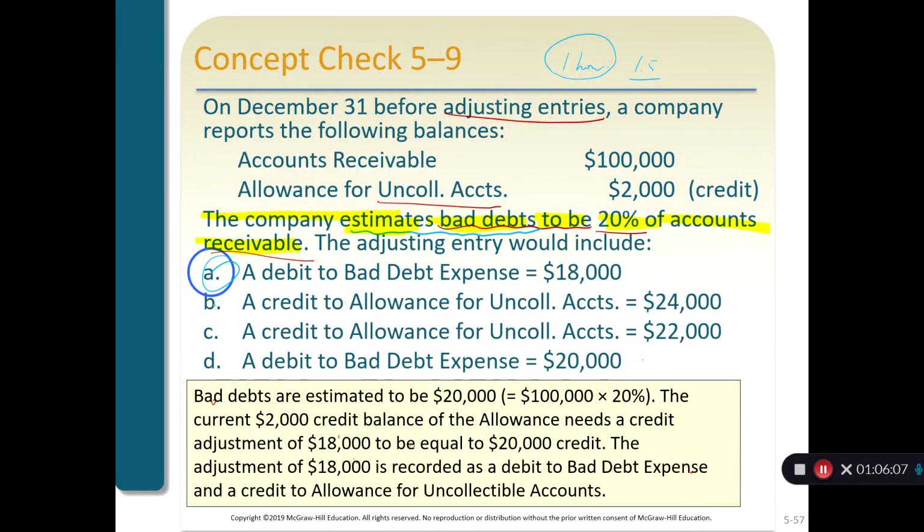Okay, so choose A because bad debt is estimated to be 20,000, because it's 20% of the accounts receivable balance. The current 2,000 credit balance in the allowance needs a credit adjustment of 18,000 to be equal to 20,000. The adjustment of 18,000 is recorded as a debit to bad debt expense and a credit to allowance for uncollectible accounts.